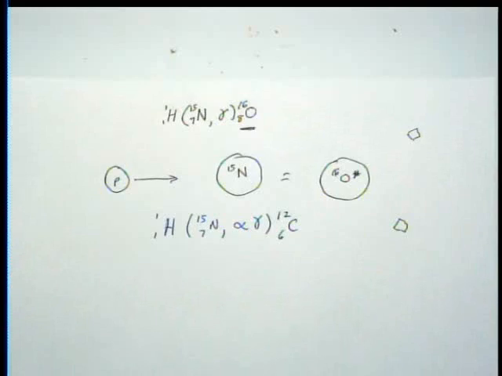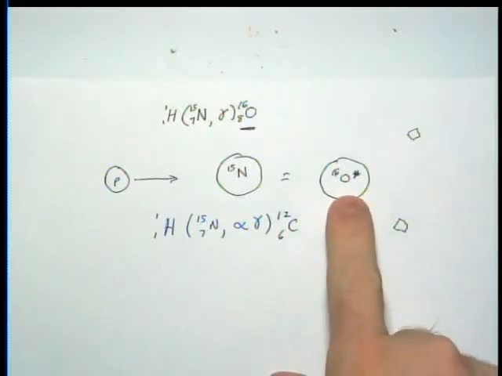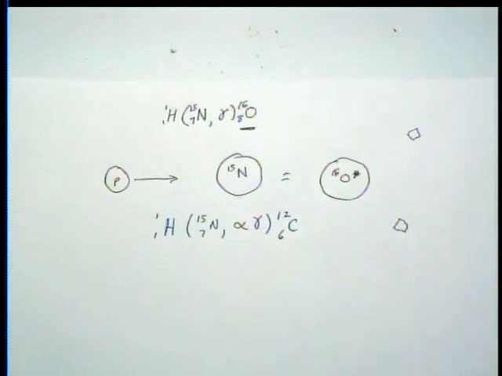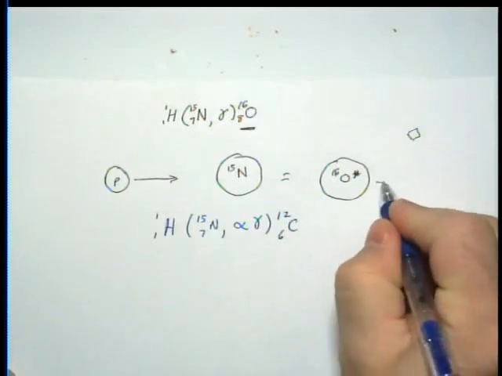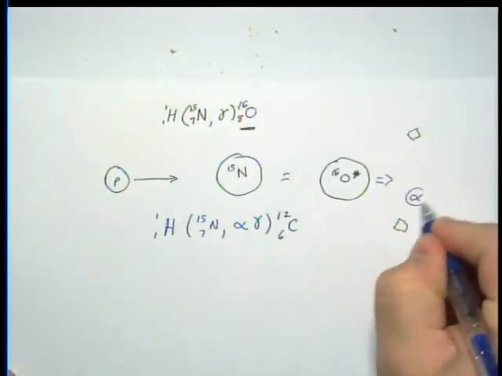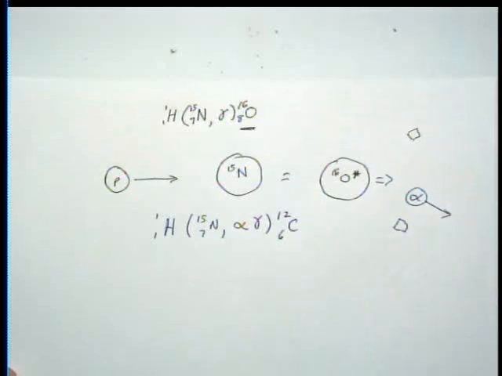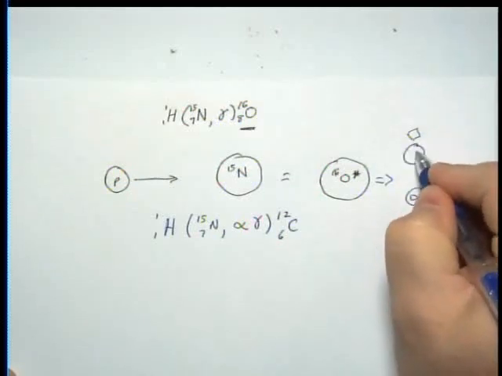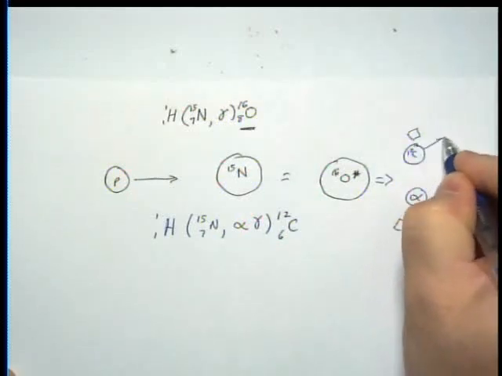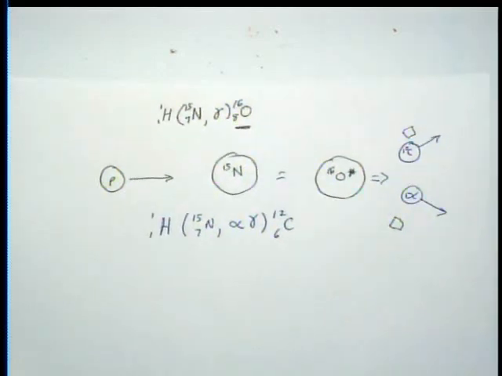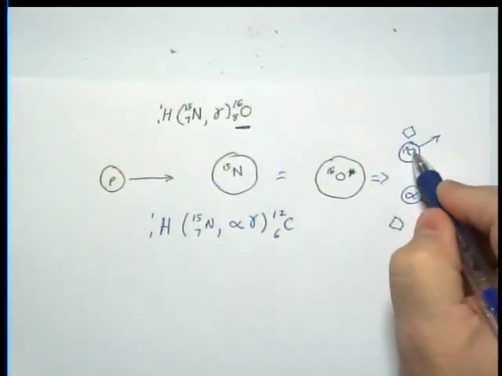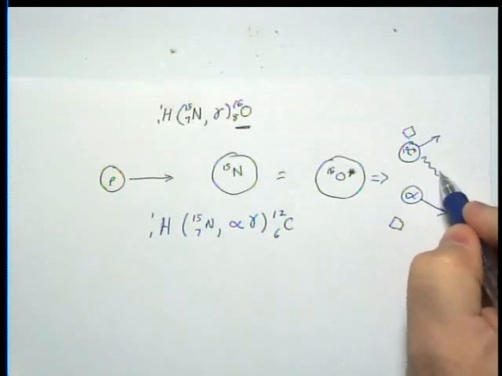It comes in and it still forms this oxygen-16. But very quickly, almost immediately, this oxygen-16 breaks apart. It emits an alpha particle, and it emits a carbon-12. And this carbon-12 is still excited, so a little while later it emits a gamma ray.